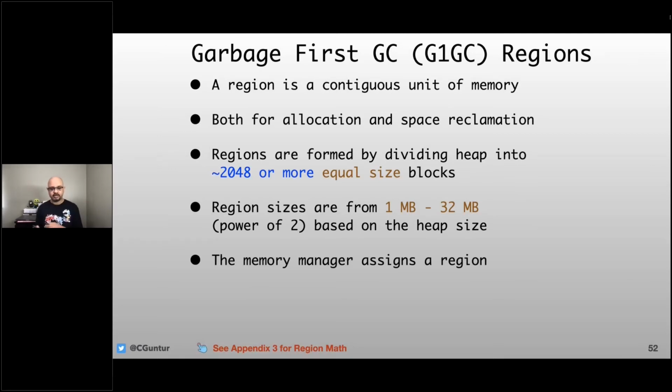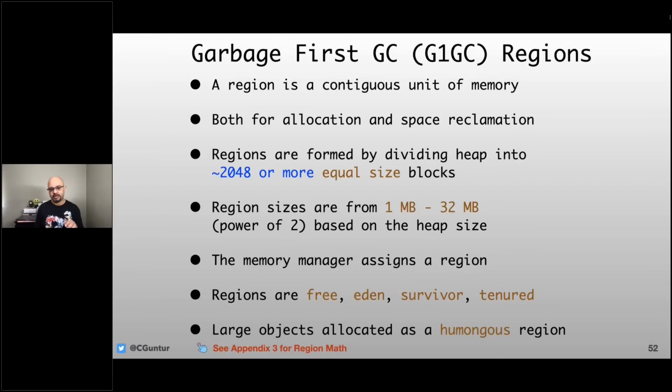The memory manager assigns the region, you don't. But in spite of all that, the regions are divided into free, Eden, survivor, and tenured, but you can override these. You can create your own regions, and I'll tell you how to do that in a minute. When you create a large object, it gets its own region, and it's called a humongous object. And I'll go into the math in a bit. I just want you to know that this exists.